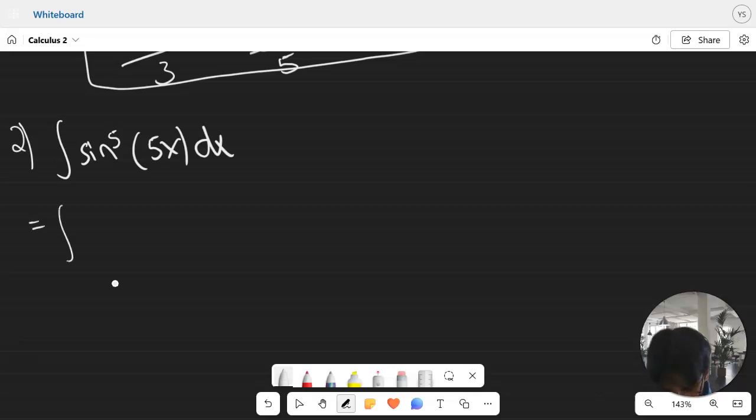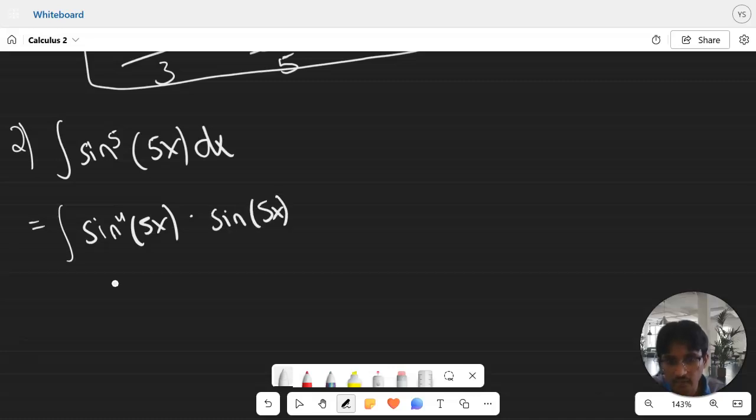So what are we going to do? We're going to split it first. Split the sine function. We're going to take out one factor of the sine. So sine to the fourth of 5x times sine of 5x dx.